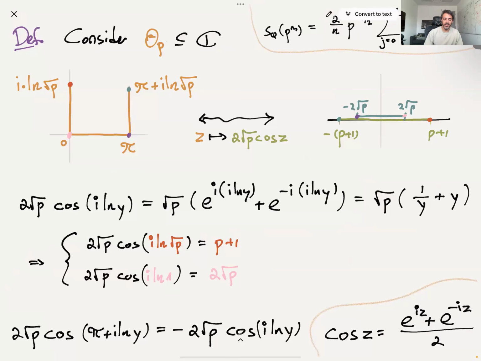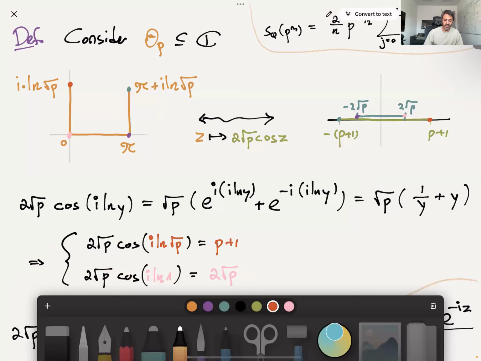So with this, let's consider the following subset of the complex plane. We call it theta p. So theta p is the following. So this is this picture. This is the complex plane. And what you're doing is you're looking at the union of these three segments. You start from i ln square root of p down to 0. And then you go right to pi. And then you go up to pi plus i ln square root of p. Okay.